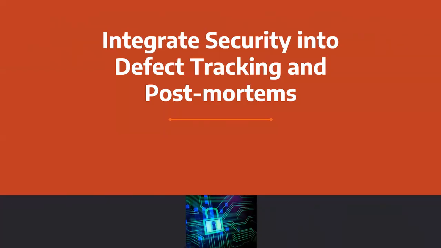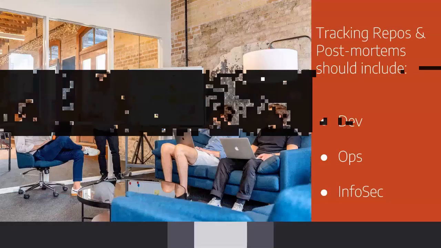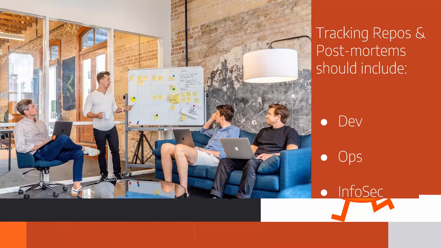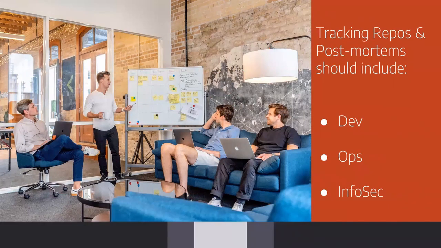Integrate security into defect tracking and postmortems. Tracking repositories and postmortems should include dev, ops, and InfoSec. Security issues should be tracked the same as dev and ops. So we know Kanban boards or the different ways of tracking are frequently used for dev and ops, but not necessarily for security, but they should be.